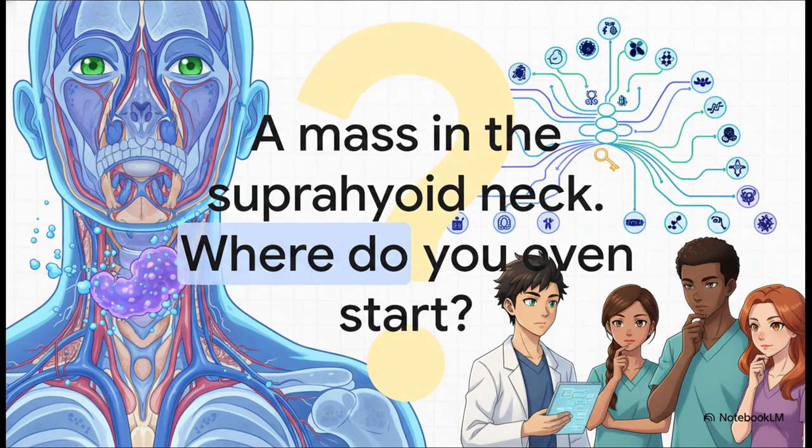So you get a scan, right? And boom, there it is, a mass sitting deep in the neck, and your list of possible diagnoses is just a mile long. So what is it? Benign? Malignant? Coming from a gland? A nerve? A vessel? I mean, where do you even start? It's a classic challenge for sure, but the key to unlocking the whole thing is often hiding in plain sight.